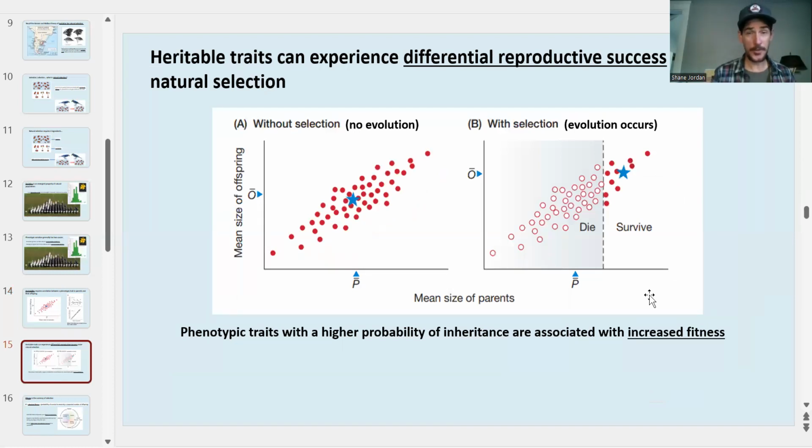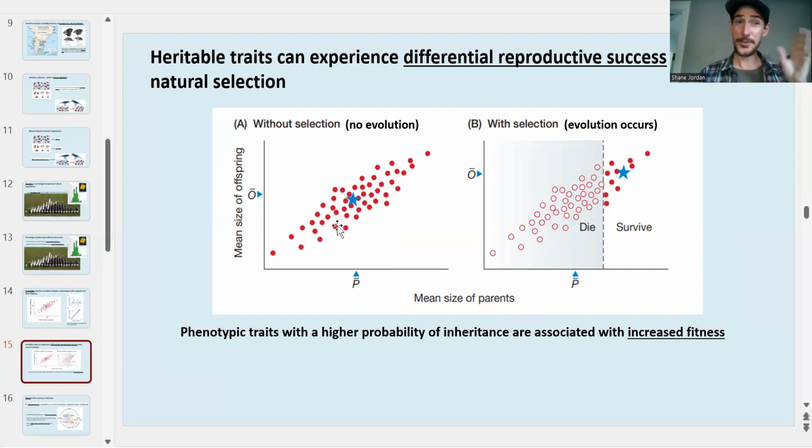Heritable traits undergo this thing we call differential reproductive success under the process of natural selection. We can imagine a situation where we have the mean size of the parents, again, and the mean size of the offspring, and they are correlated with one another in a very nice, tightly knit way. This suggests that if from one generation to the next this keeps unfolding in this way, and there's really no change in the frequency of the parent trait value and the frequency of the offspring trait values, we're saying there's no evolution happening.